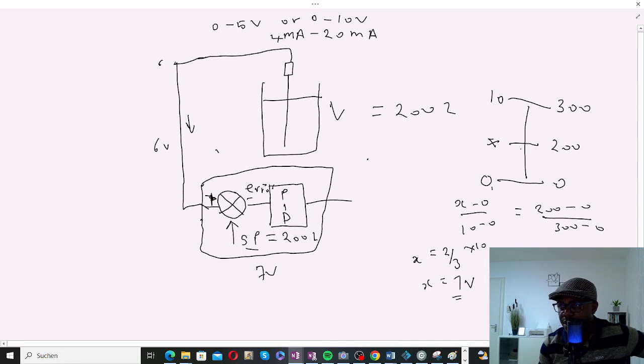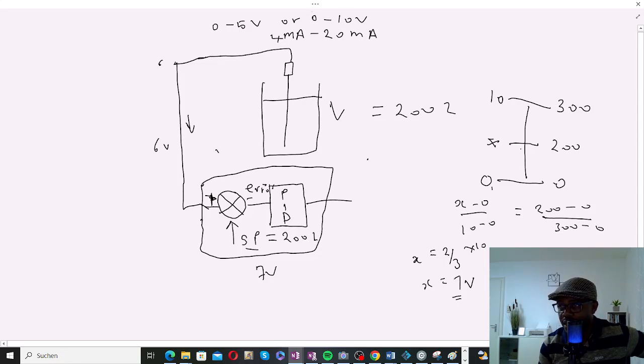So this error signal is telling you, okay, we have 6 volts here. That means it's not yet full. It's not yet up to the level that we want. So please tell this PID controller to open the valve more so that more liquid can come in. So the question is, what valve is being opened more?